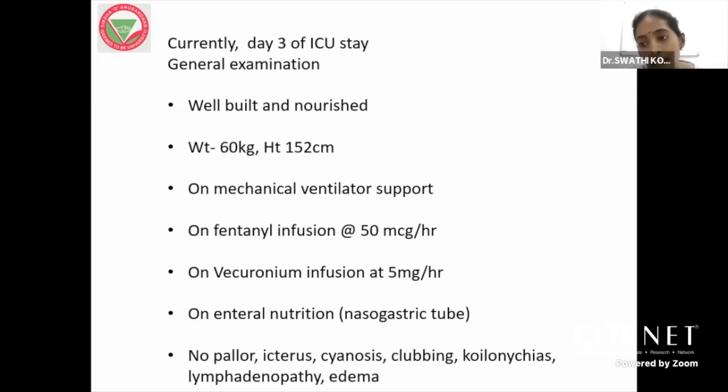FiO2 of 80, sir, and the patient is saturating hardly 90. So now you have decided to ventilate this patient. How are you going to ventilate? How will you maintain the oxygenation? First, I will measure the patient's predicted body weight, sir, to set a tidal volume. I will use pressure control ventilation in this patient.